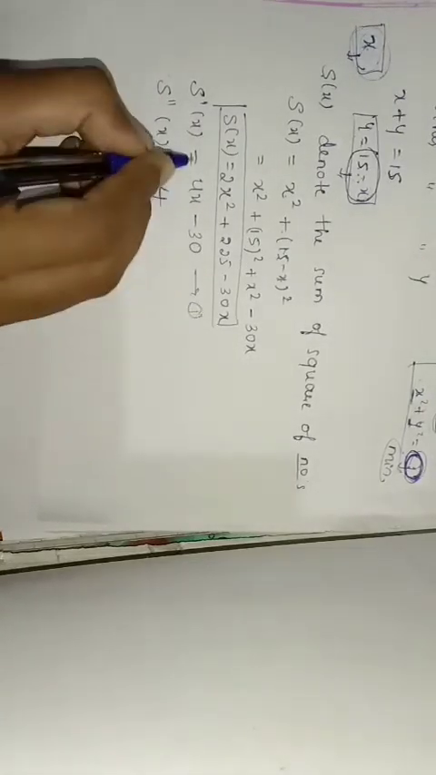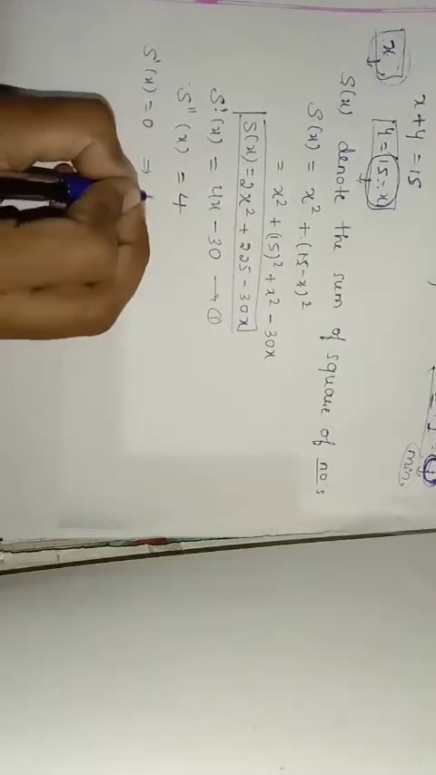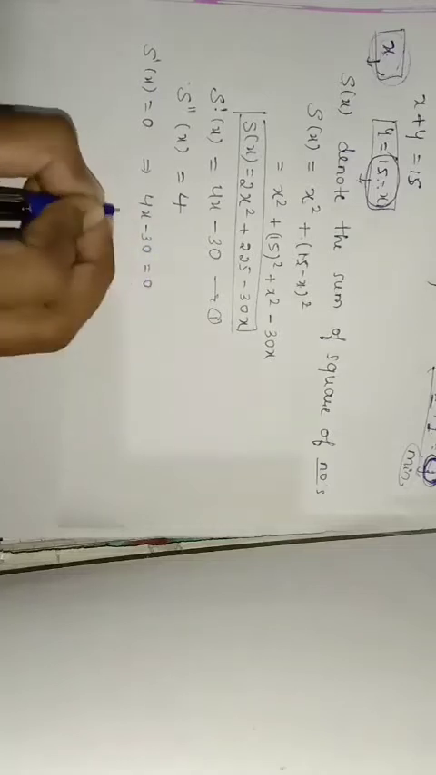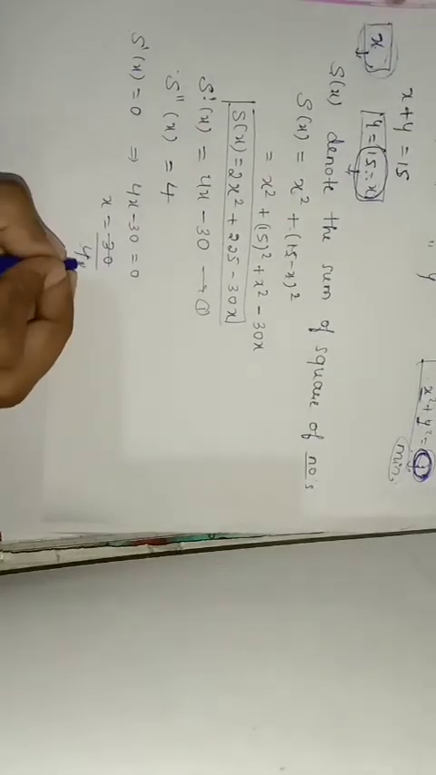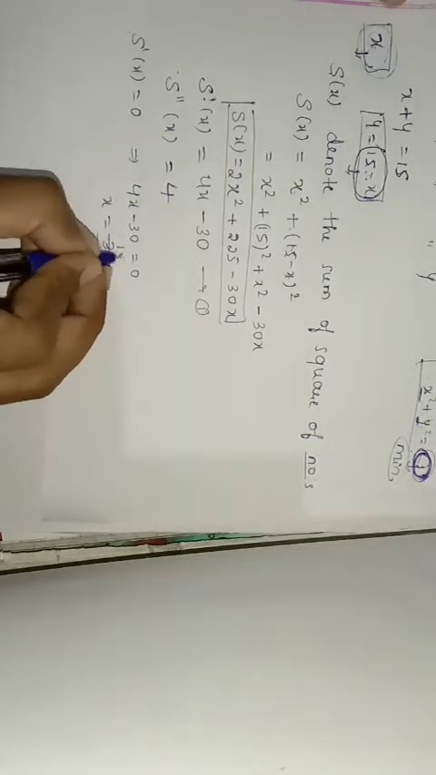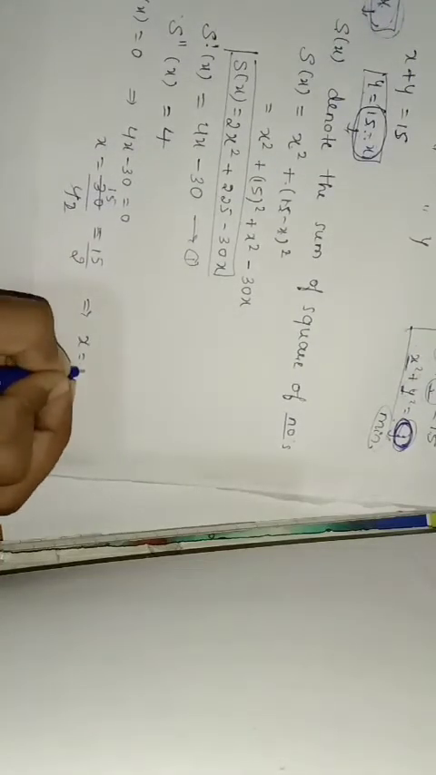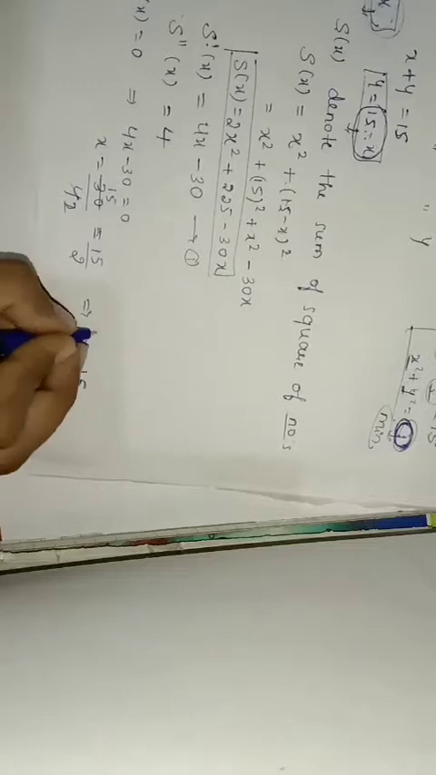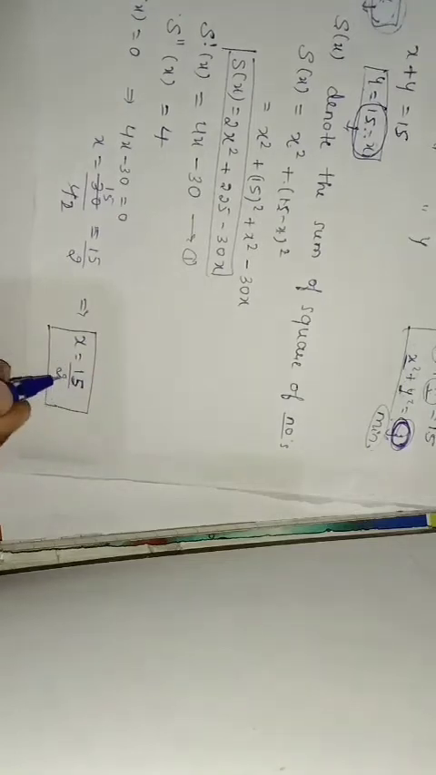From this, the first step is to equate the derivative to 0. So S dash of x equal to 0 implies 4x minus 30 is equal to 0, x is equal to 30 by 4, which is 15 by 2. So I got the x value: x is equal to 15 by 2. I am keeping this in a by b form, that is 15 by 2, so it will be easy for us to calculate.